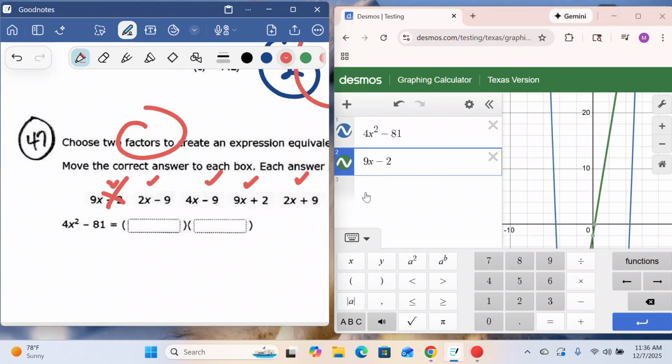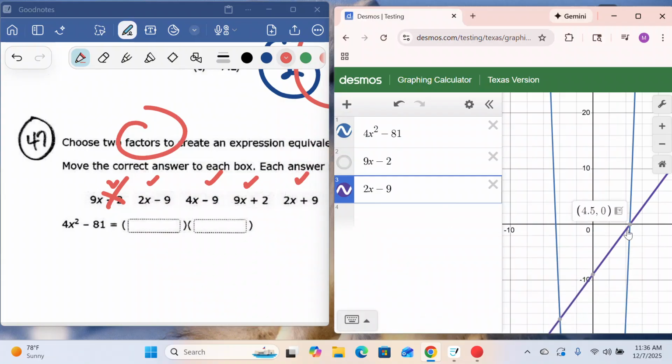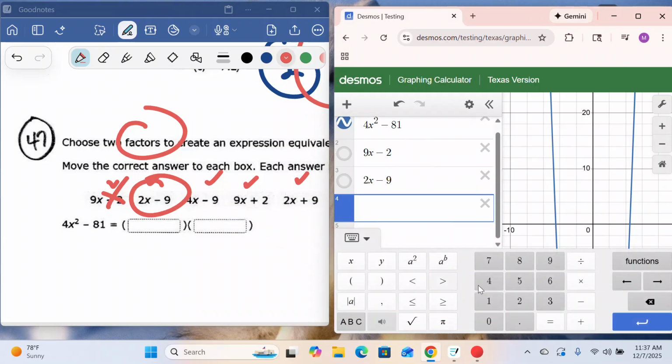I'm going to go ahead and put the next one, 2x minus 9. Going to get rid of the green one, and there it is. There's one answer right there, and that is an answer. I'm going to drag and drop it to the correct one. I'm going to get rid of this one, and I leave them there. So if I want to recheck them, I can recheck them.